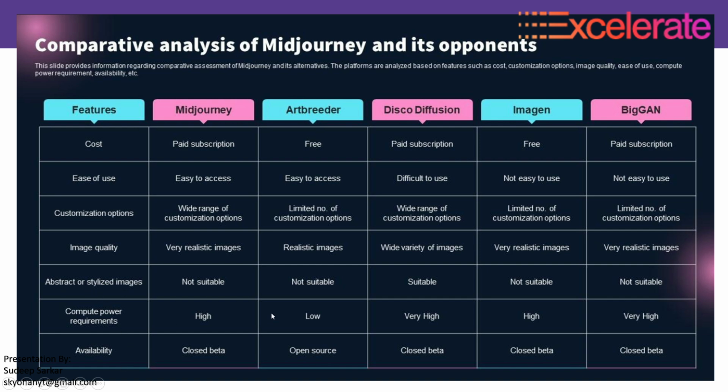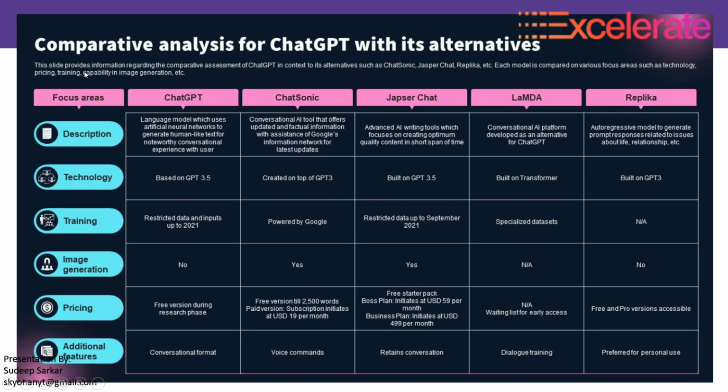Abstract or styled images not suitable that much. Computer power requirement extremely high. Availability closed beta. Similarly, these are all the other charts like realistic images, wide variety of images. Then whether it is suitable for abstract and styled images. Disco diffusion is extremely suitable for that. Computational power requirement extremely high for disco diffusion. And availability, whether they are open source or closed beta and similar.